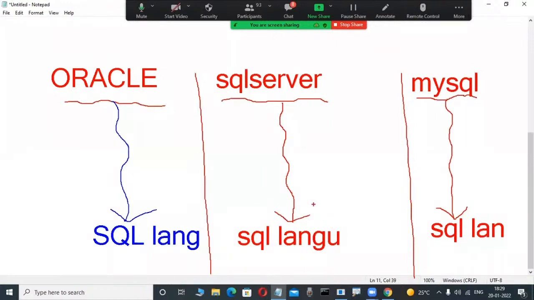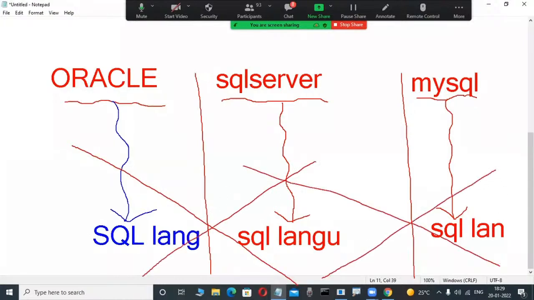Easy. Maybe some technical persons are there in our class, they're telling only. Are these all SQL languages same or different? Very good. In our class, so many fellows are telling the same only. That is 100% wrong. These all SQL languages are different, not the same.